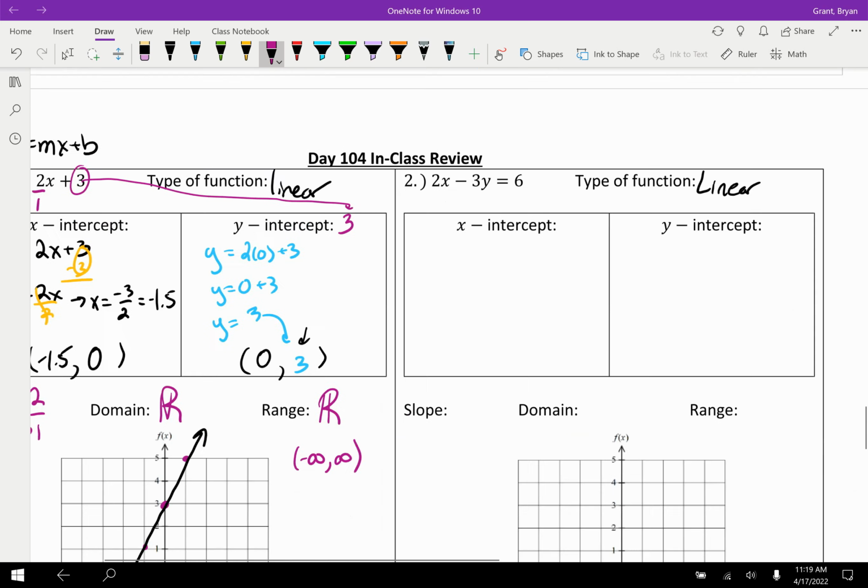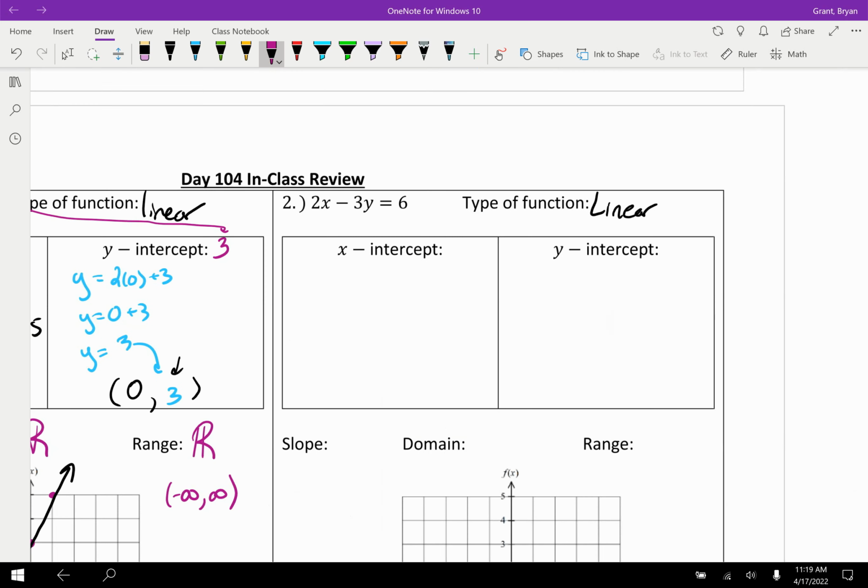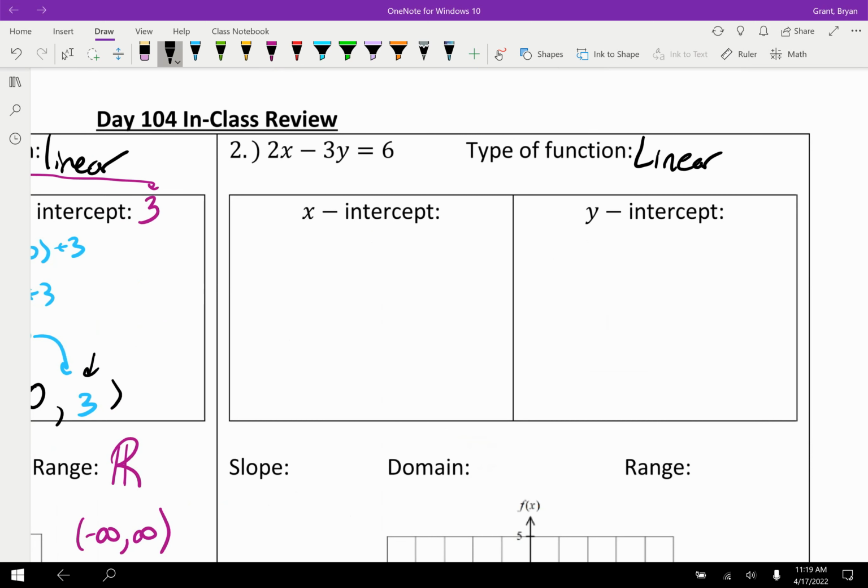Okay. All right, second one. For this equation, you have a few options. You could isolate y, but I think actually finding the x and y intercepts is pretty quick here. To find your x and y intercepts, we just do what we've done before. We're going to go ahead and replace y with 0, and we're going to replace x with 0.